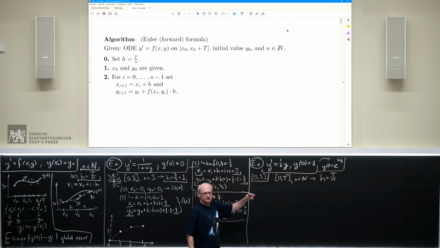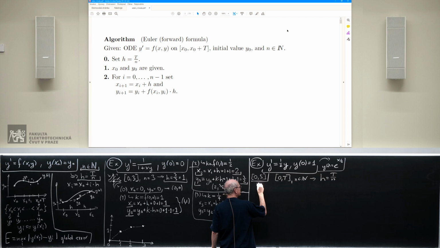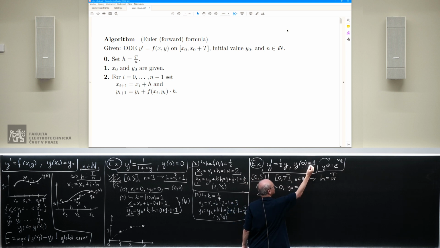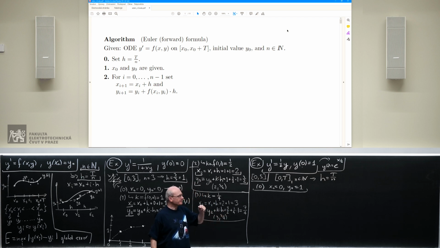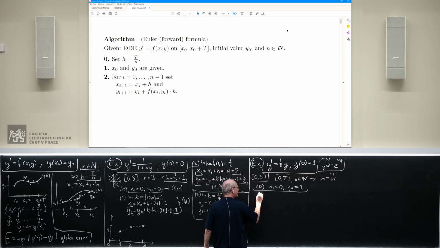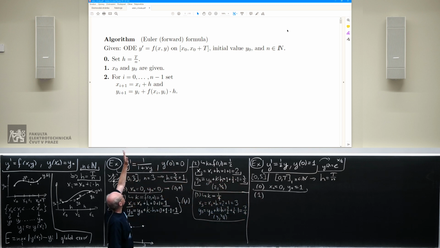And now let's construct the point, the first one. Well, it's actually given. So x naught is 0, and y naught is 1. That was easy. Now I will not be writing points one after another, because I don't know how many of them there are. So I will simply write down the procedure for generating them, exactly as it is in the algorithm.